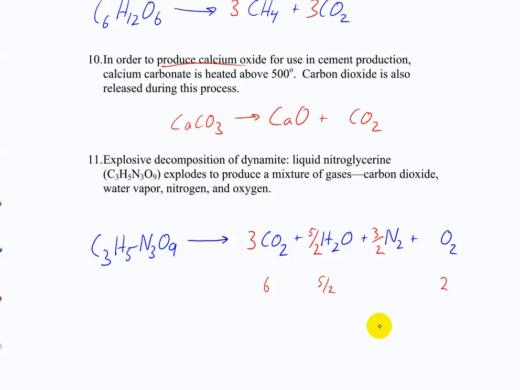Wait. All right, maybe that's, right? 21 over 2. 21? Yeah, okay. So if we doubled everything, we'd get rid of those halves. So let's do that. I guess we could have done that to start with. We can go 2 here, 6 here, 5, 3, and then let's see, now we've got 18 oxygens here, so that means we need 9 here, right?